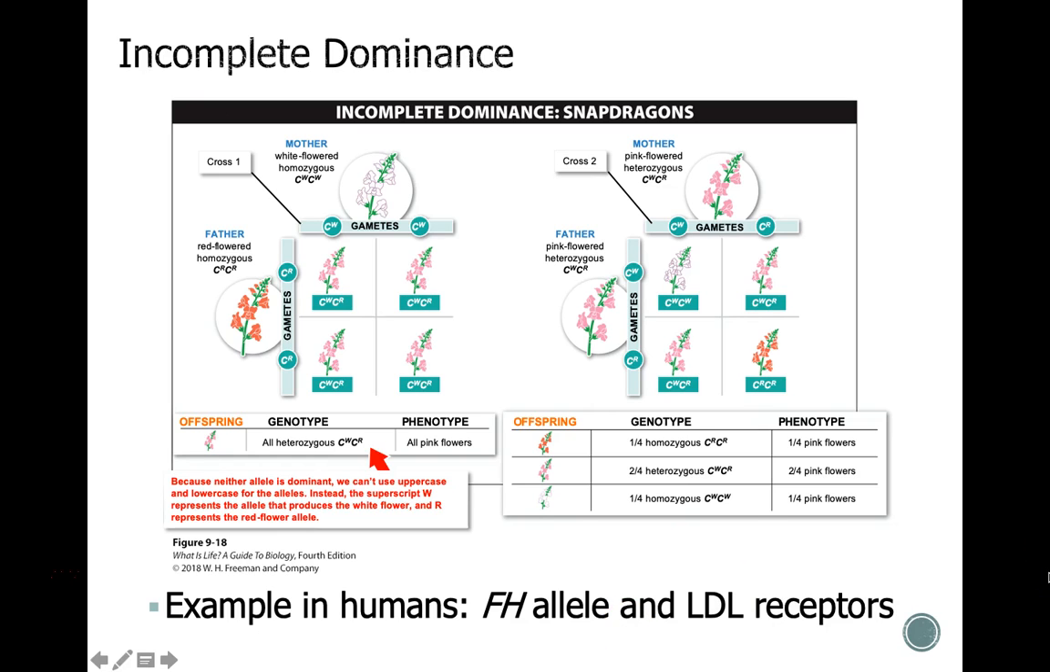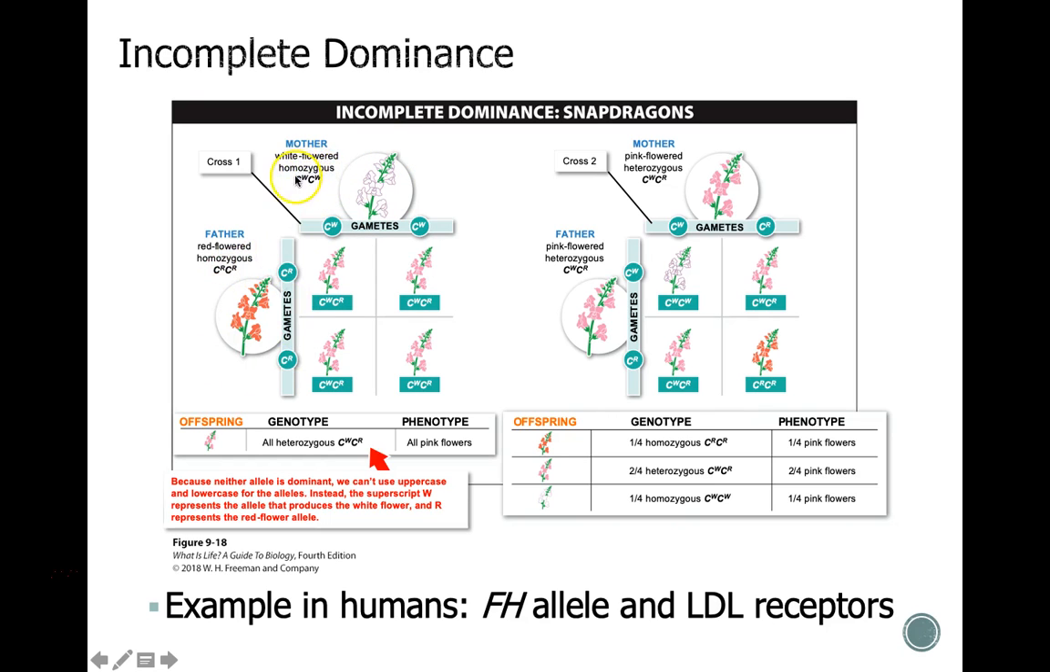So here's an example of white and red flowers. These are snapdragons. They're a pretty little plant. They almost look like orchids. They have multiple flowers on a particular stem. And this is a kind of classic example of incomplete dominance. So let's say that we have the mom who has white flowers and the dad has red flowers.